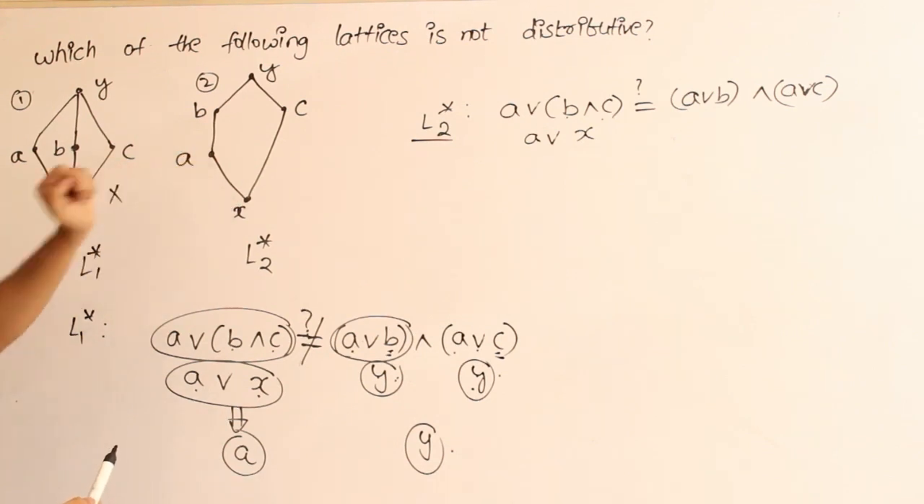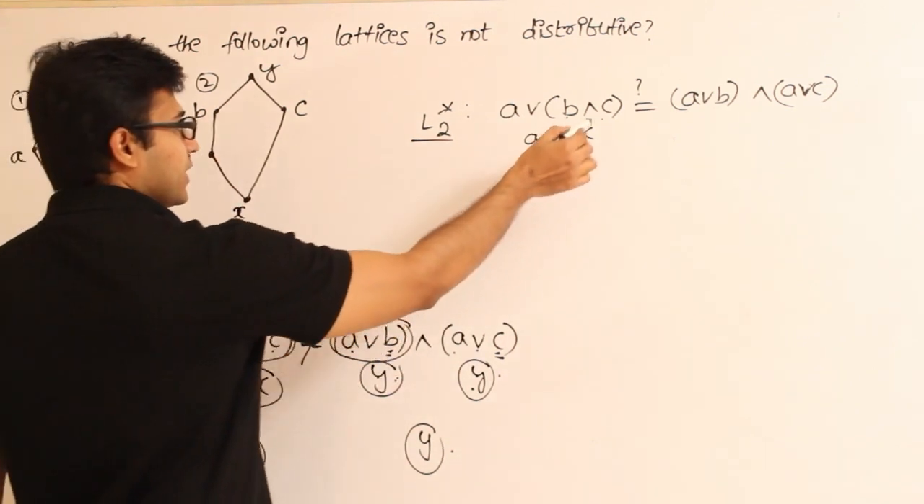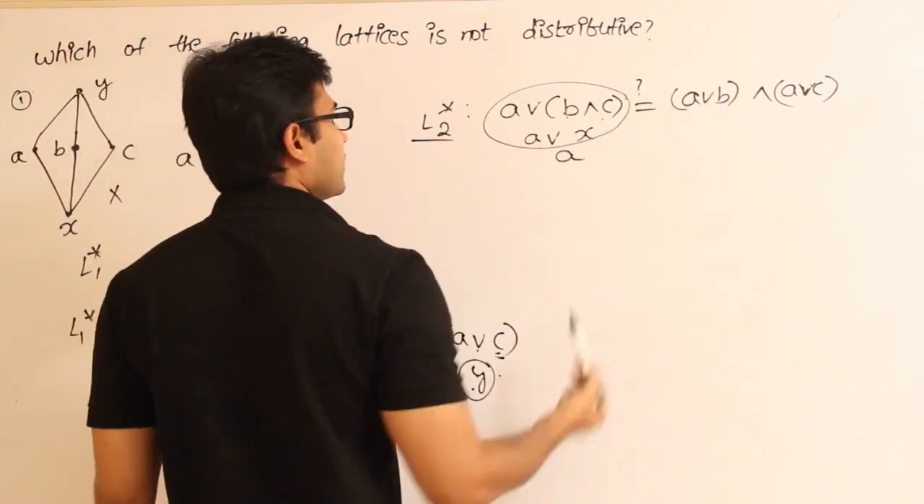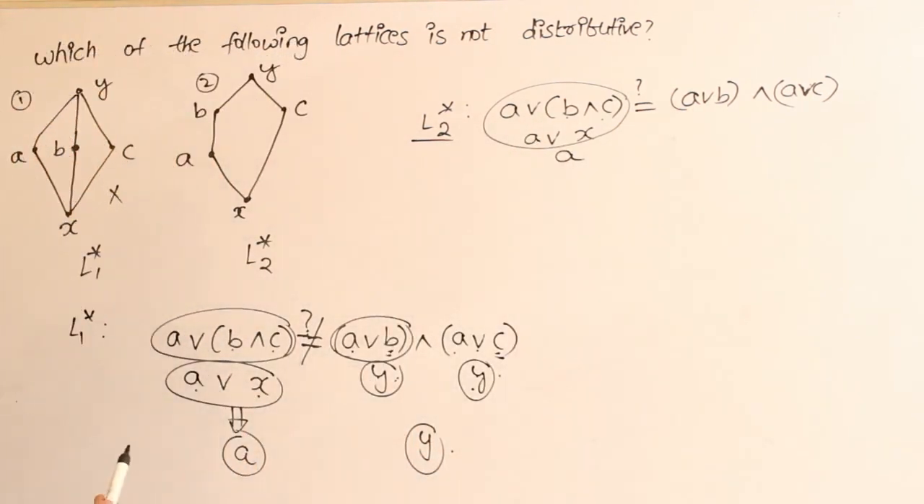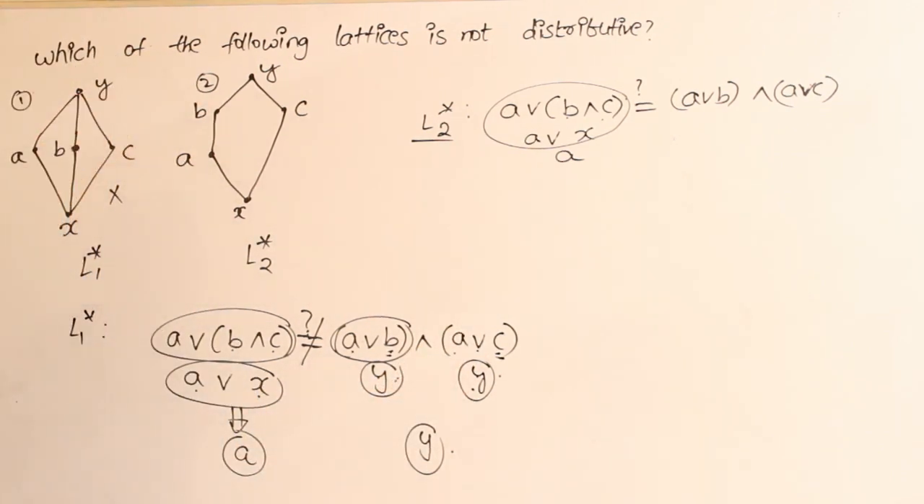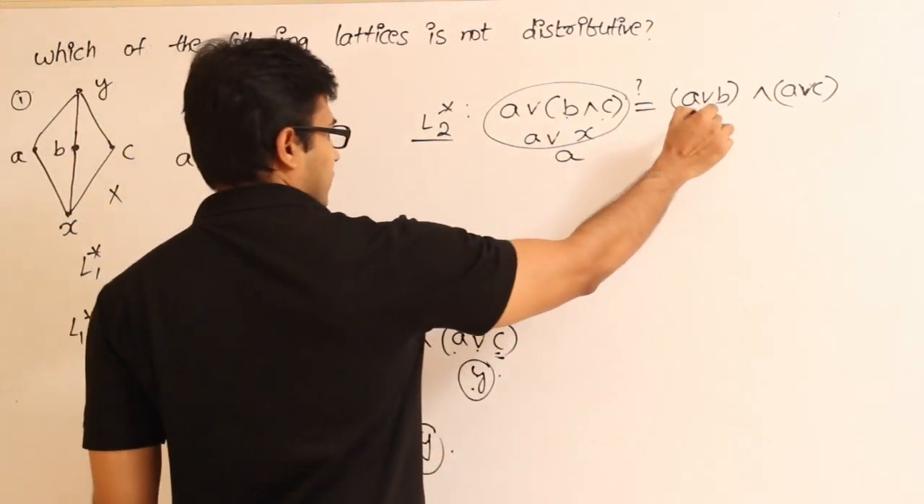The join of A and X is clearly A. Therefore, the left hand side is going to be A. What about the RHS? In the RHS, A or B, which means the join of A and B, is going to be B itself. Since A and B are related, the join is going to be B itself.